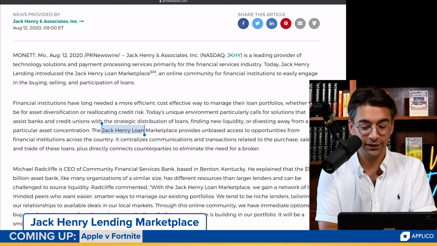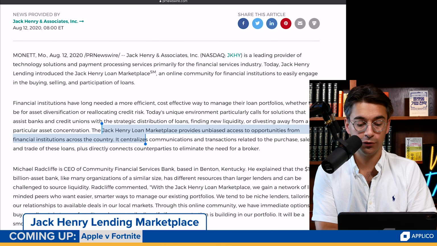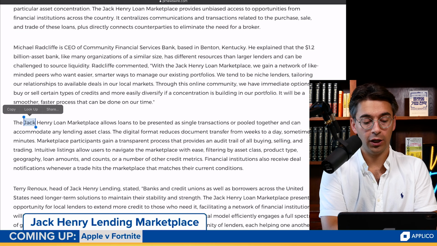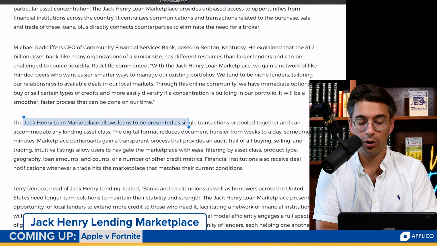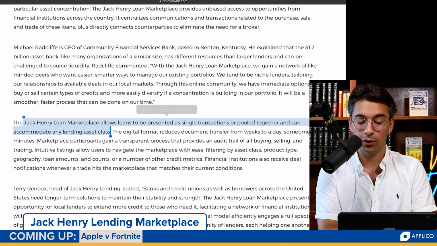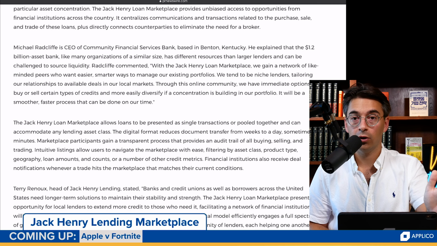Point being, what this marketplace is enabling is the Jack Henry Loan Marketplace provides unbiased access to opportunities from financial institutions across the country. It centralizes communications and transactions related to the purchase, sale, and trade of these loans, plus directly connects counterparties to eliminate the need for a broker. Jack Henry Loan Marketplace allows loans to be presented as single transactions or pooled together and can accommodate any lending asset class. So, right, you could kind of say, I just want to sell or buy this individual loan, or you could then roll these things up and buy a package of loans, which is cool.